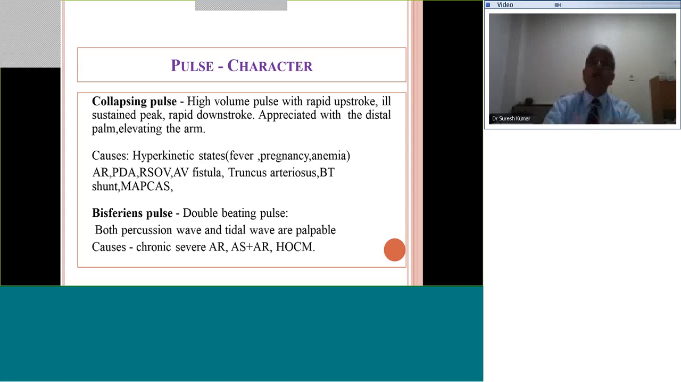That's all collapsing pulse. A bisferiens pulse is a double beating pulse. When you say that it is double beating, it means both the percussion wave and the tidal wave are palpable. And the commonest cause is chronic severe aortic regurgitation. Aortic stenosis plus aortic regurgitation or hypertrophic obstructive cardiomyopathy are also causes for the percussion wave and the tidal wave to be palpable together and to produce a bisferiens pulse.